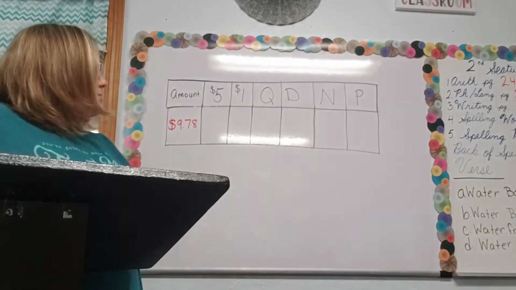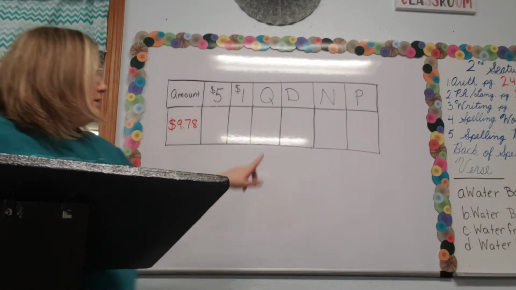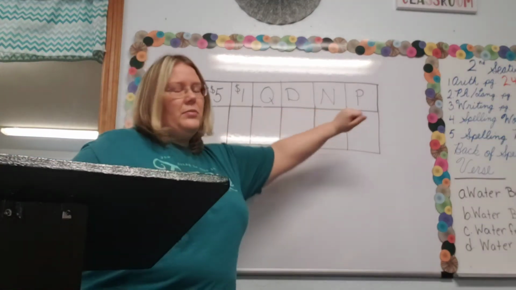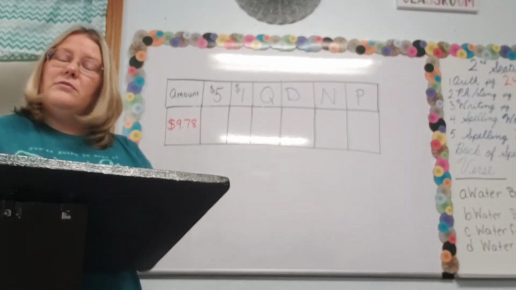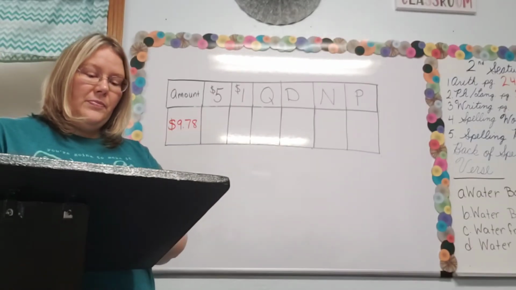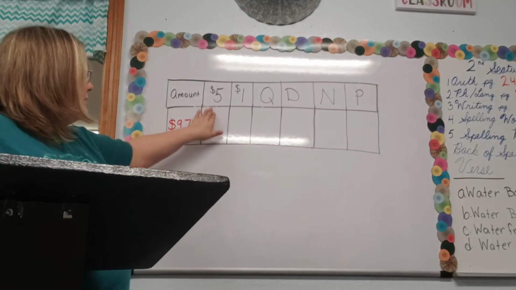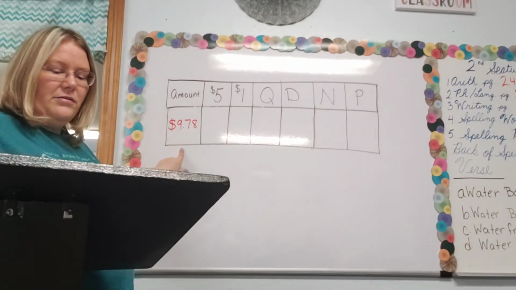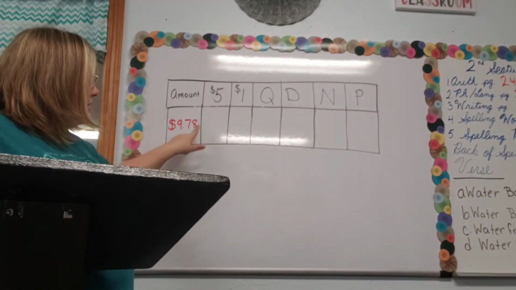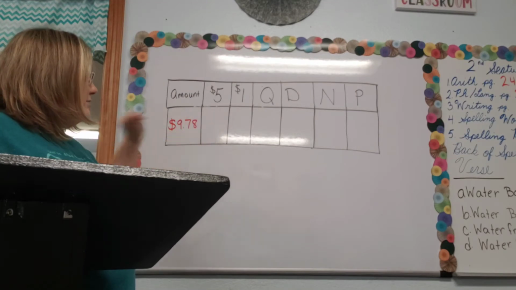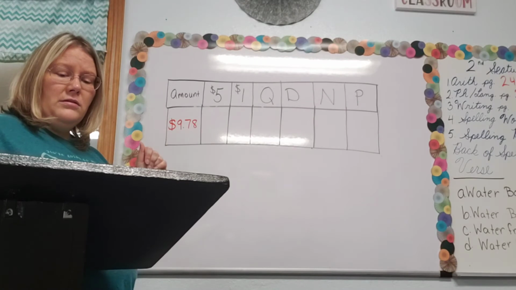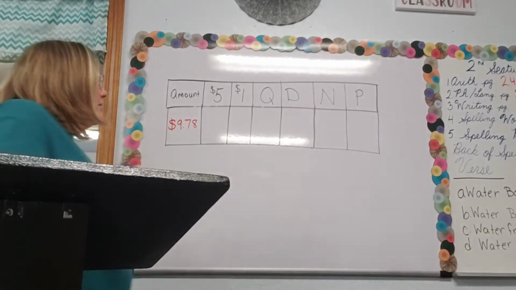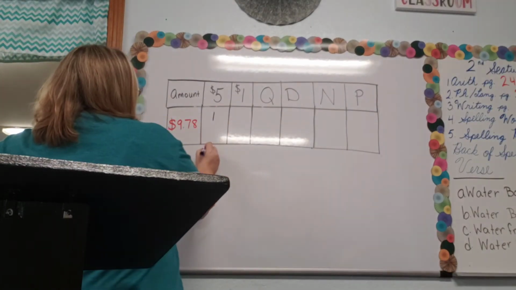So we're going to go through with our $5, $1, and then I abbreviated quarter, dime, nickel, and penny. So that will go right in order and see. So we're going to start with $9.78. All right, we're going to look at $5. If I have $9.78, how many fives are in 9? So if you have $9, you're going to have at least one $5 bill in $9.